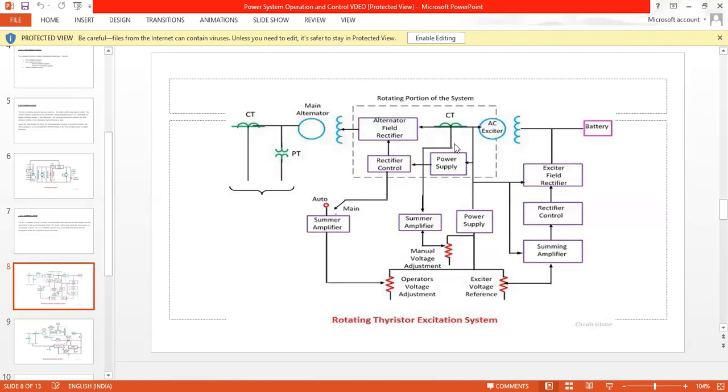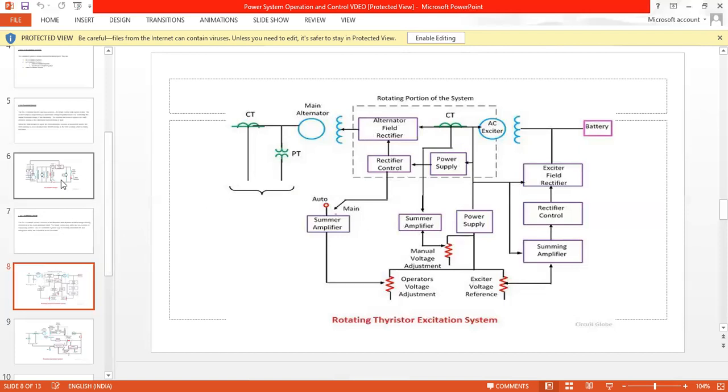And the main box of the AC exciter is connected to the battery. Further, in between these two, we can see the power supply, summer amplifier, manual voltage adjustment, operators voltage adjustment, exciter voltage reference, summing amplifier, rectifier control, and exciter field rectifier. Here, the summer amplifier main has an impact upon the main alternator, which makes the rotation of that portion of the system. That's how the CT affects the functioning of the rotating portion of the system.